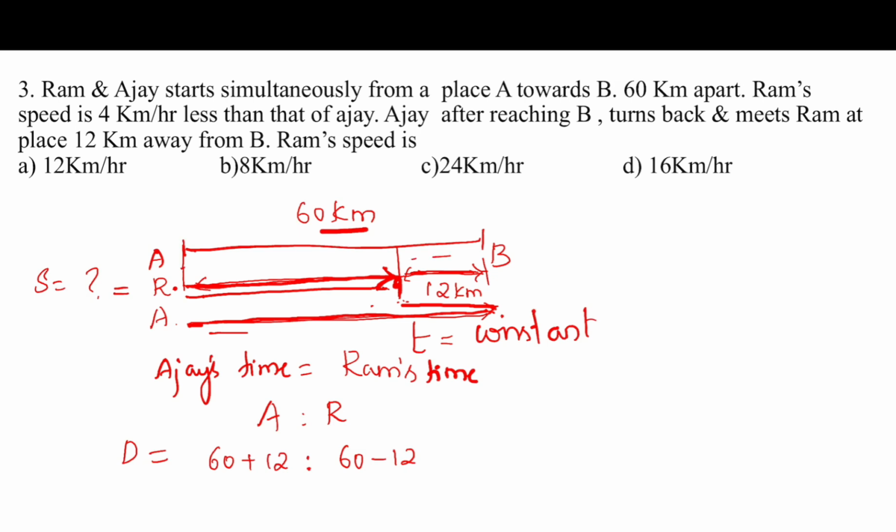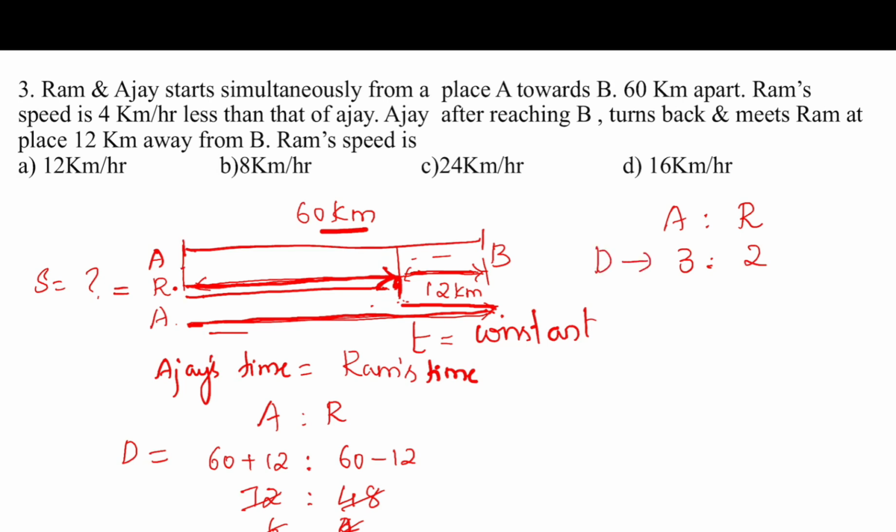Okay, means still 12 kilometers is remaining. That time only he will meet Ajay, isn't it? So 60 minus 12 is the distance covered by Ram. So it is 72 kilometers for Ajay and 48 kilometers for Ram. Dividing by 12, 6 and 4, then by 2, 3 and 2. So Ajay to Ram ratio we got is 3 is to 2. Okay, this is the distance ratio.